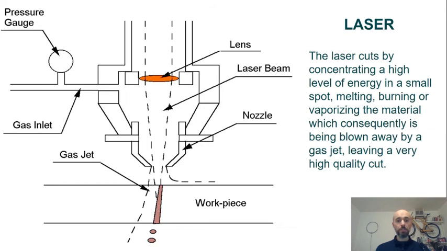So what's a laser? A laser is just a pretty powerful light that, when you focus it on a very small spot, gives you enough energy to burn or melt the material. So what happens, you can see it here, it's pretty simple. You have the laser source that goes through a lens. The lens focuses the light on the material, and you have a blow of gas.